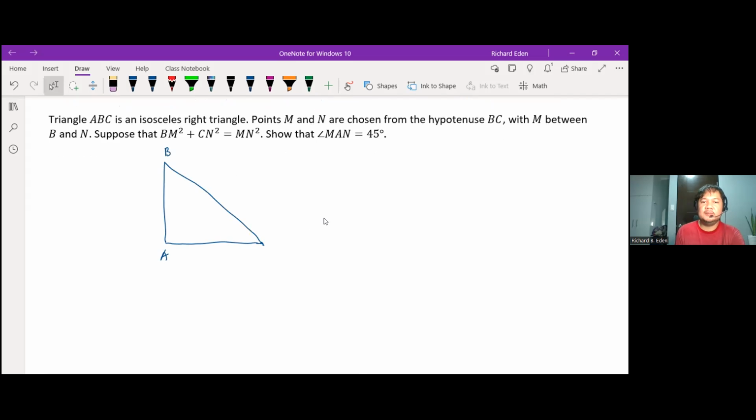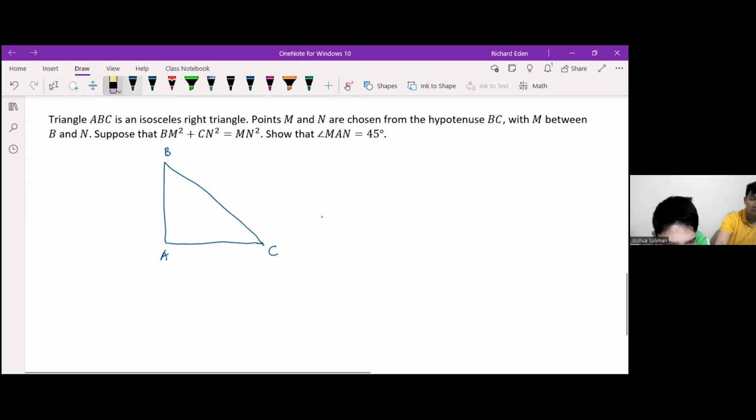So here is B and C. And then M and N are chosen from the hypotenuse, but M is between B and N. So M is closer to B and N is closer to C. Suppose that we have this particular relationship between the lengths: BM squared plus CN squared equals MN squared. Show that angle MAN is 45 degrees.